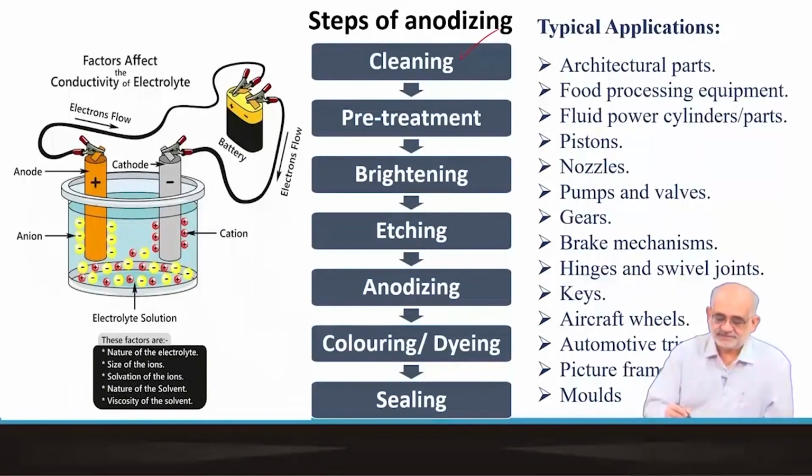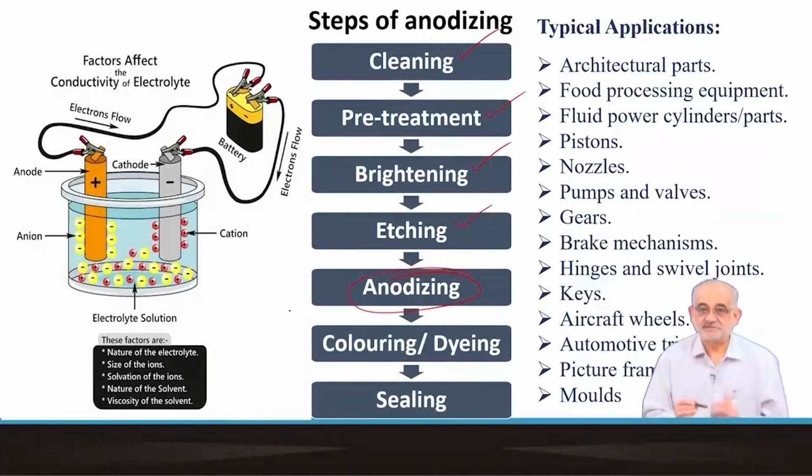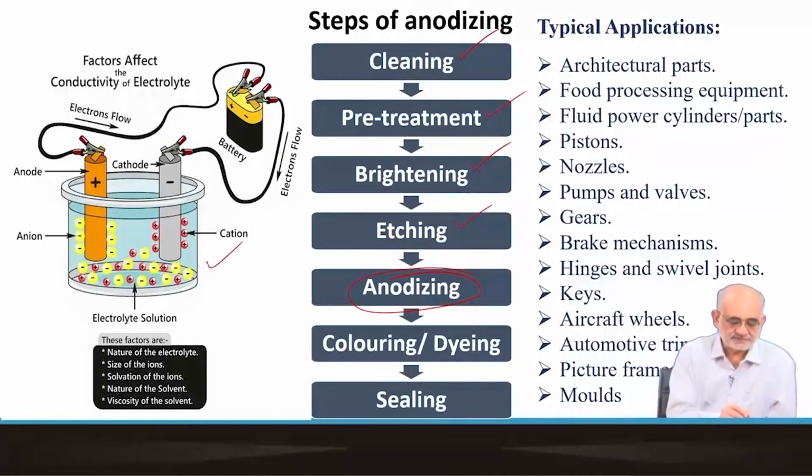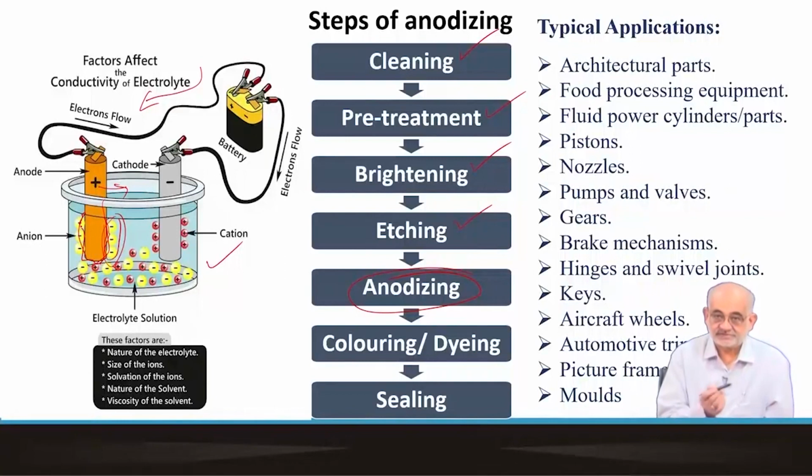So the process involves typically cleaning, just like any other conversion coating, pretreatment, brightening, and then etching, and then comes the anodizing process. That means we subject it to an electrolytic bath where we apply current from outside through the battery. So this is a driven process, and from the anode the cations get dissolved. The anions come and attack the anode, and the cations then react and form a thin aluminum oxide layer surrounding the anode, which is aluminium in this case.